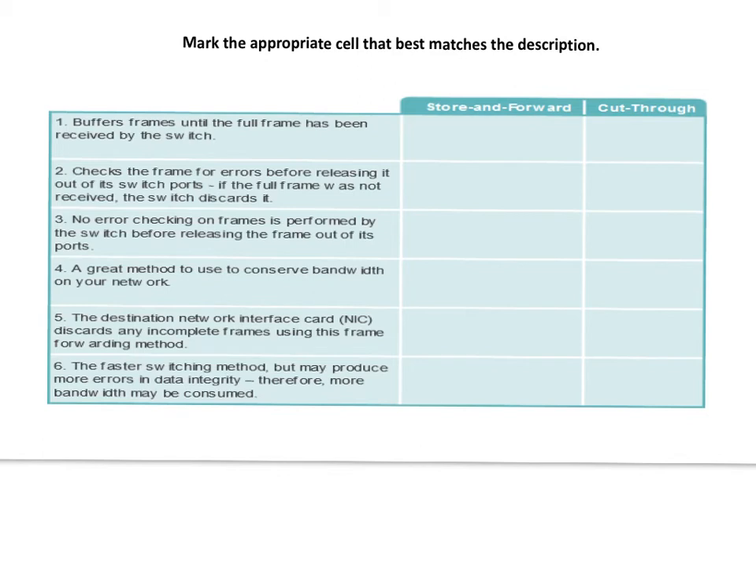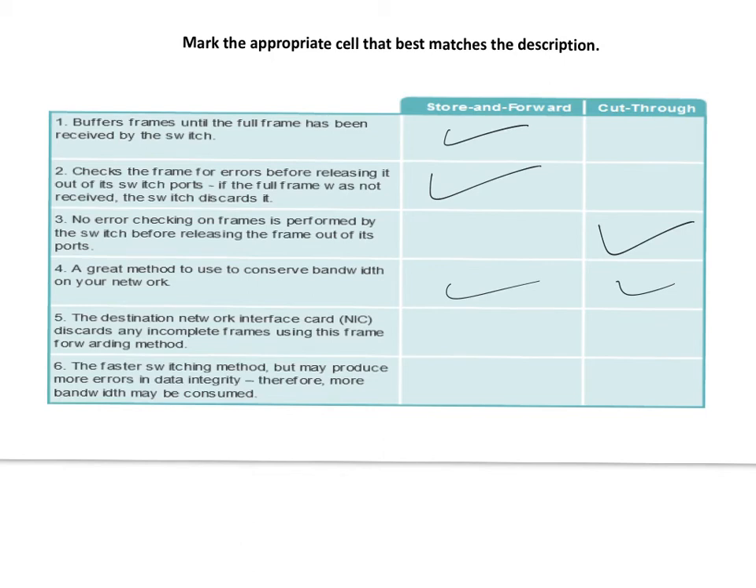All right, so the first one is easy, right? It buffers the entire frame. This is store and forward. Checks the frame for errors. This is store and forward. No error checking of frames is performed. This is cut through. That's okay. It's a great method to use to conserve bandwidth. I would say both apply.